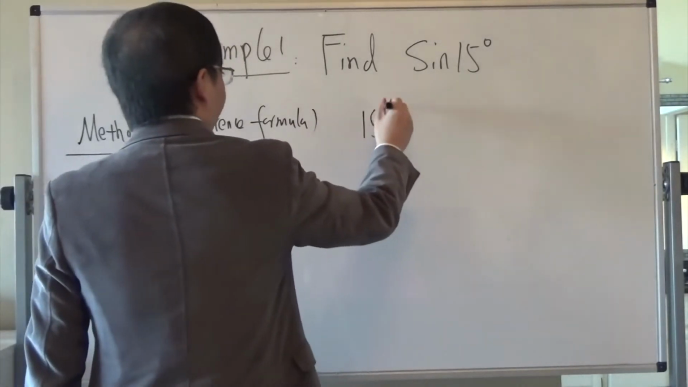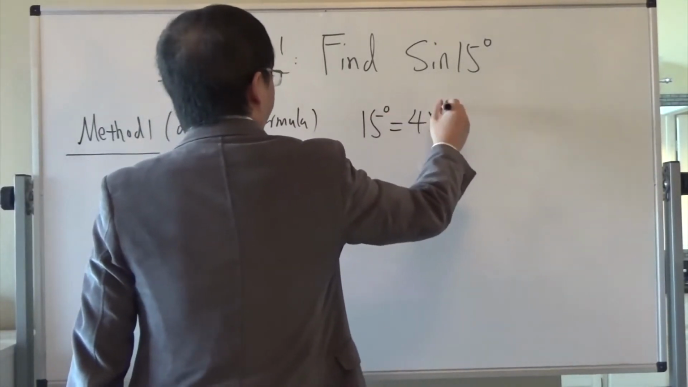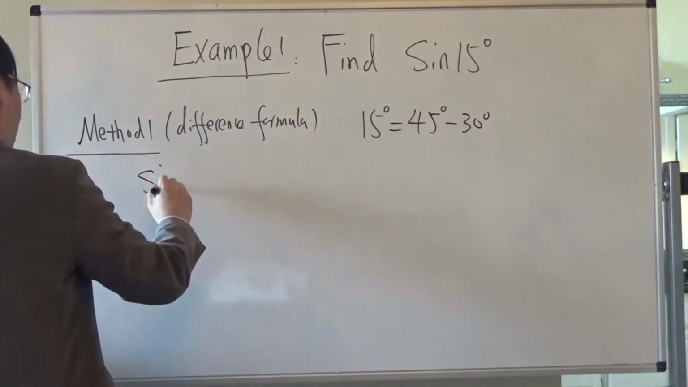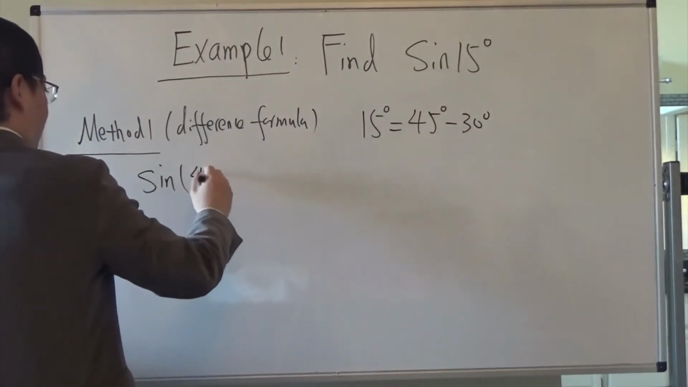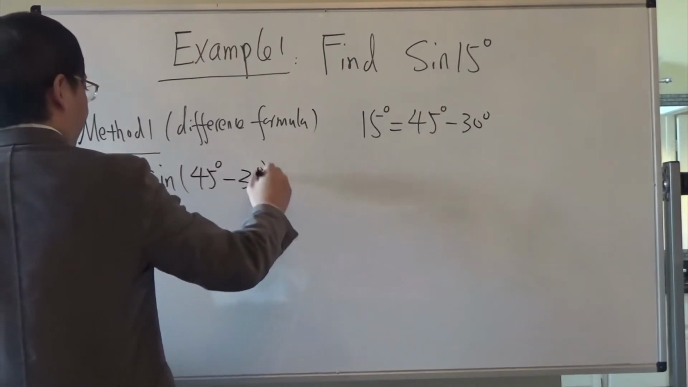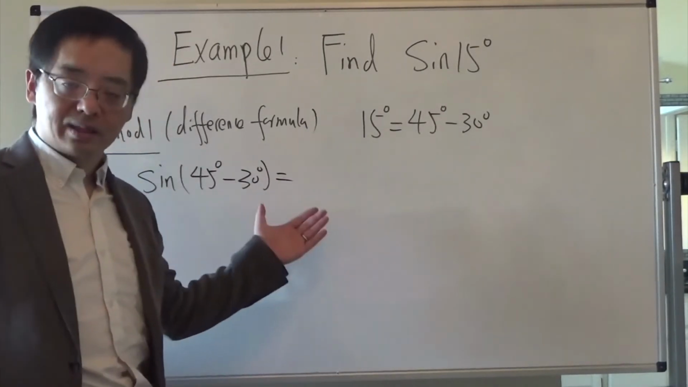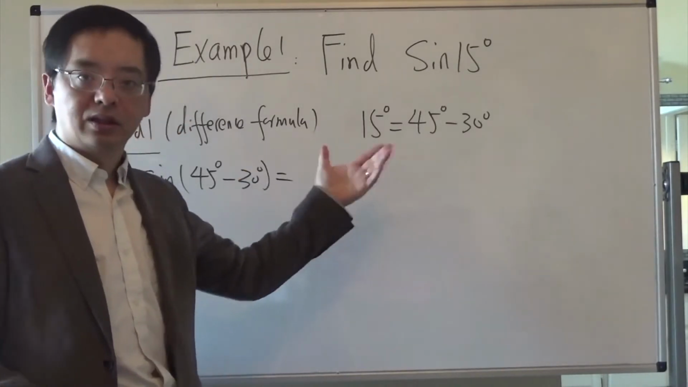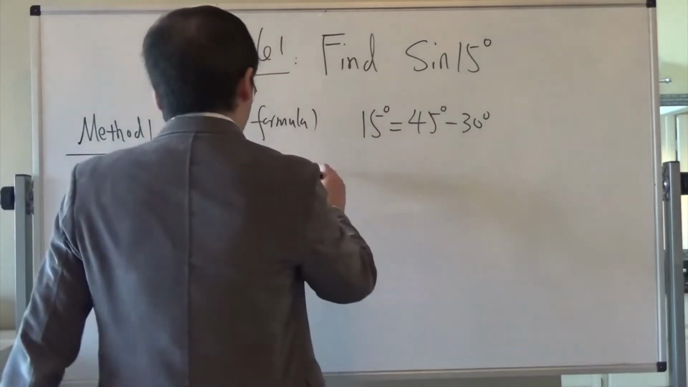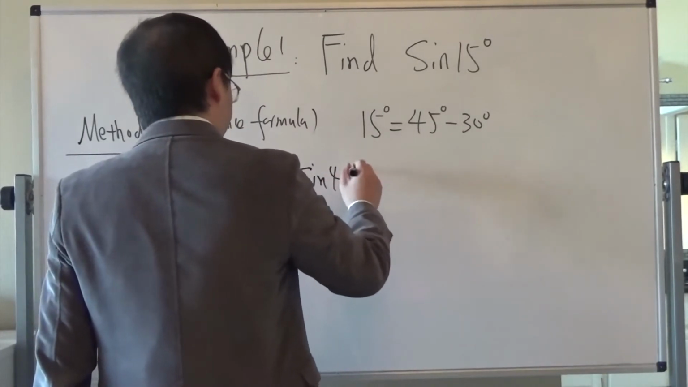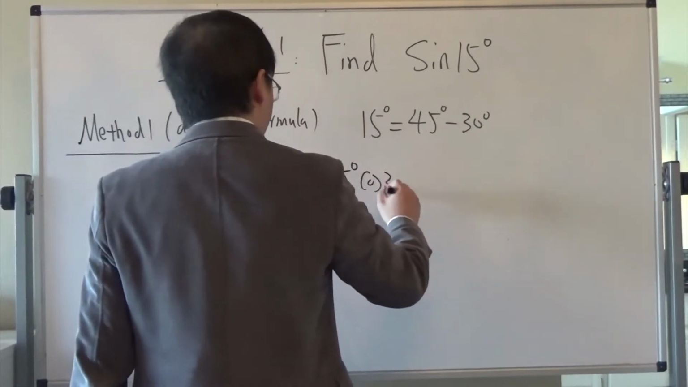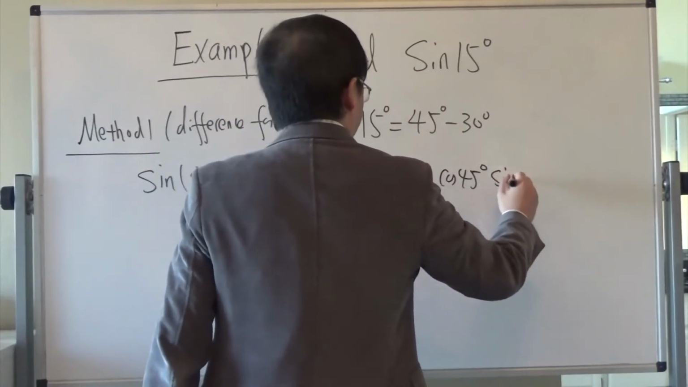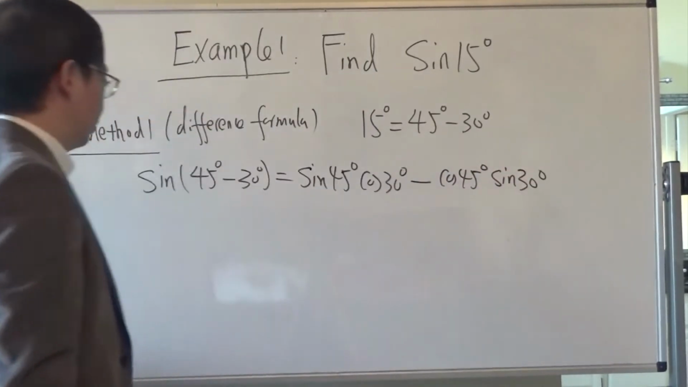As I said, 15 degrees equals 45 degrees minus 30 degrees. And then, if we recall the formula, sine of 45 degrees minus 30 degrees. Now, sine of alpha minus beta equals sine alpha times cosine beta minus cosine alpha sine beta. So this one equals sine 45 degrees times cosine 30 degrees minus cosine 45 degrees times sine 30 degrees.